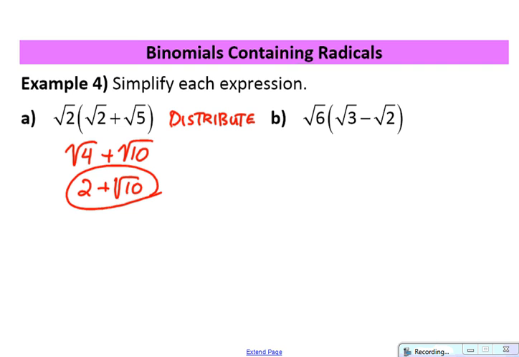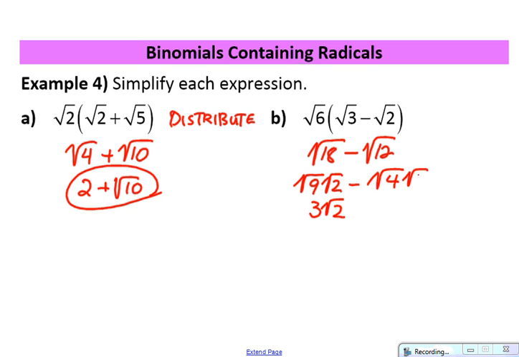B, we have square root of 6 times square root of 3 is the square root of 18, minus the square root of 6 times the square root of 2 is the square root of 12. Once we multiply, we always need to look to see if those radicals can be simplified. So this will break up into 9 and 2. So this is a 3 radical 2. And radical 12 will break up into 4 and 3. So that's going to be 2 radical 3. And again, they don't combine because they're not like terms.